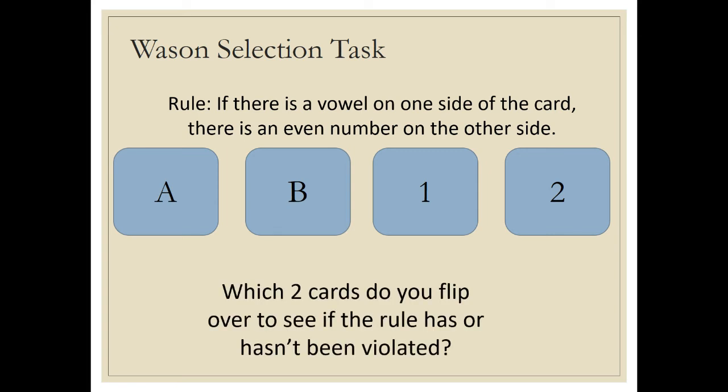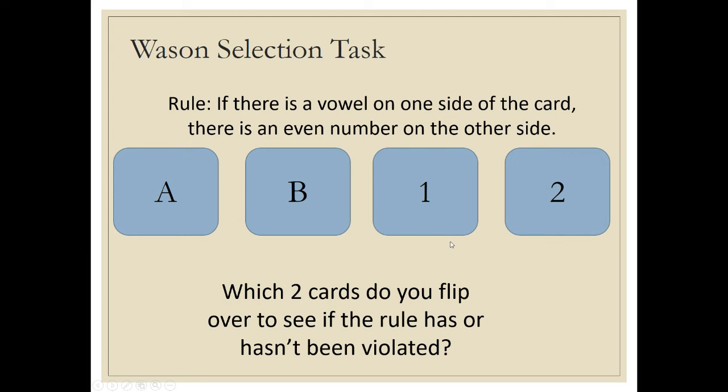So, there are 2 cards you need to flip over to see if the rule has or hasn't been violated. Which cards do you flip over to make sure, okay, good, the rule hasn't been violated, we can go ahead and proceed with this pack of cards. It does satisfy the rules that we came up with for whatever reason. So remember, there's a vowel on one side and an even number on the other side. So, you would obviously turn over A, because there's a vowel on one side, you want to see what's on the other side. Is there an even number or an odd number? And then turning over that card would tell us, okay, have we violated the rule, yes or no?